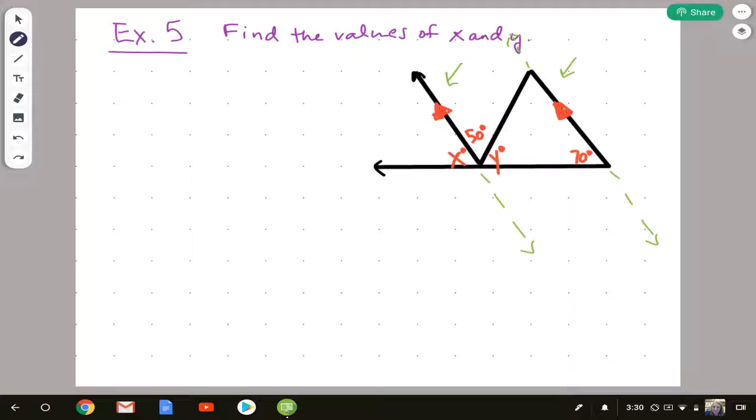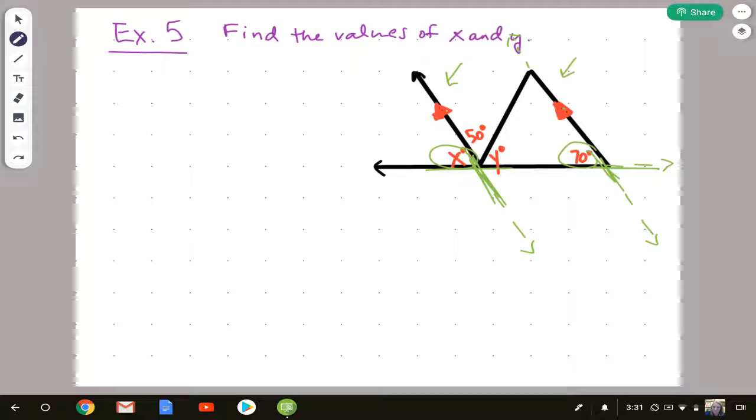We're trying to find x and y. We're given 70. If I think of the bottom line as the transversal that's going through, then in relation to these parallel lines, where the transversal comes through, this angle that's marked 70 and this angle that's marked x are corresponding angles.